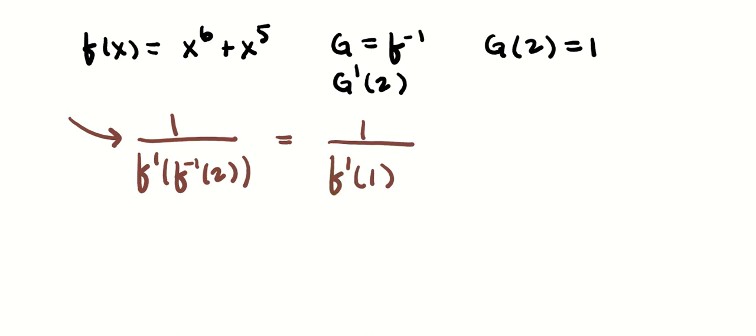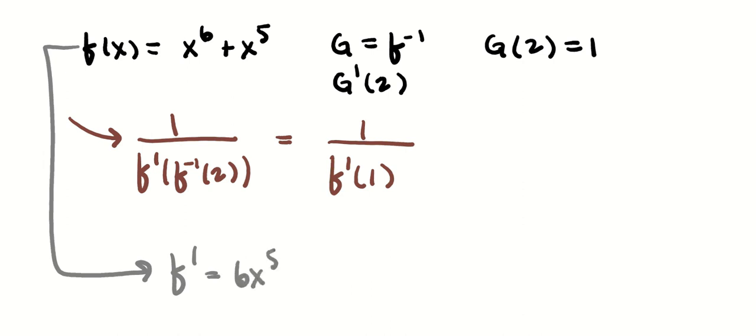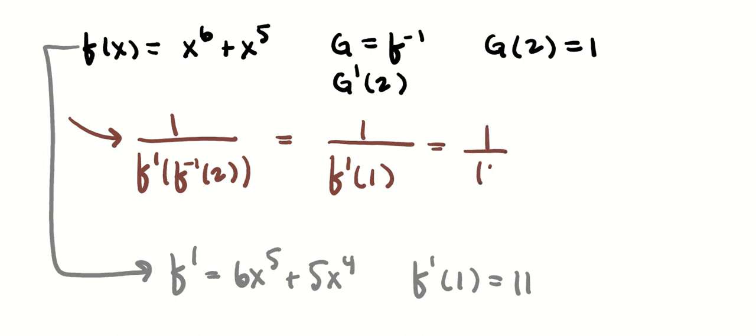So I'm going to go down over here, grab f, take f's derivative: 6x to the 5 plus 5x to the 4. f prime with 1 plugged in is going to be 6 plus 5, which is 11. And I'll conclude that g prime of 2 is 1 over 11. Okay, and that's one algebraic example. Let me give you another one real quick because I don't see one like it on the homework.